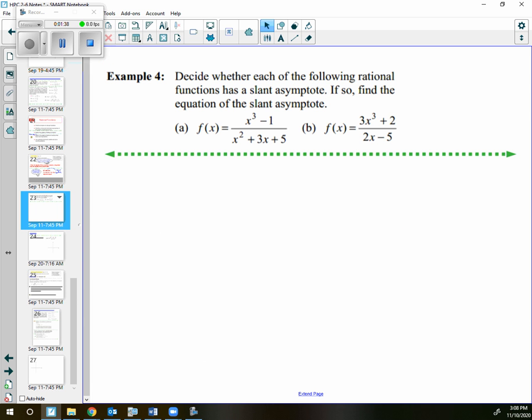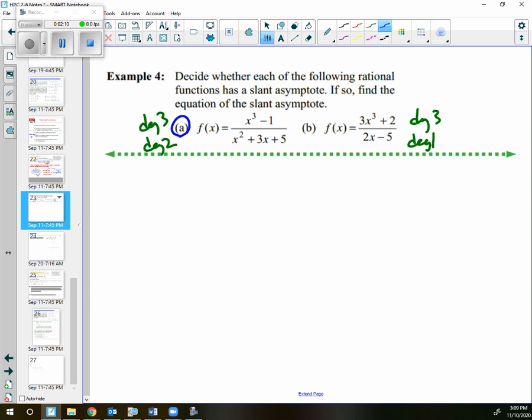So take a look at these two. Based on that definition, which of these, if either one, would have a slant asymptote, and how do you know? So take a moment, think about which one of those would. So compare your degrees. For the first one, we have a degree 3 on the top, degree 2 on the bottom. For this one, we have a degree 3 on the top and a degree 1 on the bottom. Okay, so which one would have a slant asymptote? Well, it has to be letter A, because that's where the numerator is exactly 1 degree larger than the denominator. So that's going to be your slant asymptote scenario. So that's definitely the one that's going to have one.